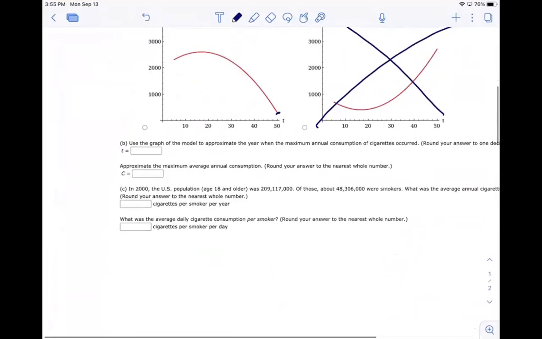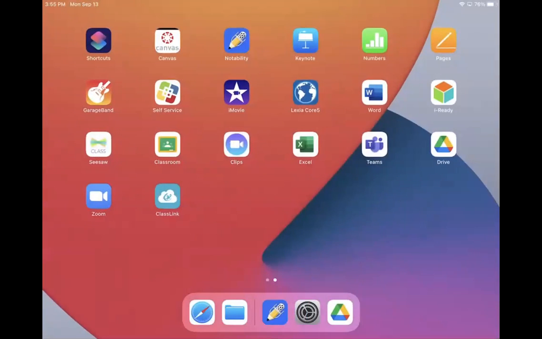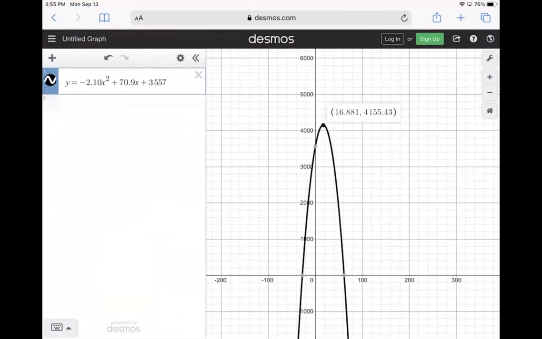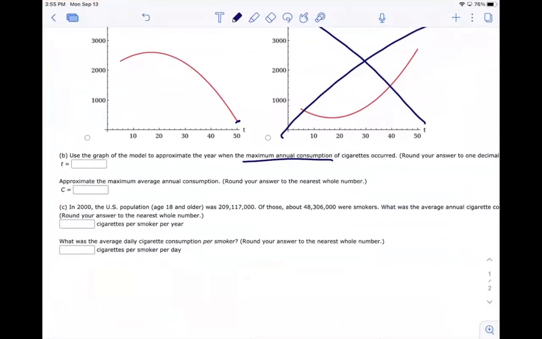Then I'm going to go down to the next part. It's asking what is the maximum annual consumption? Well, max or min is always your vertex. So again, if I go back to Desmos, I'm looking for that vertex. You can see here that my vertex is at 16.9 and 4,155. If I rounded this, 16.9 and 4155.4.